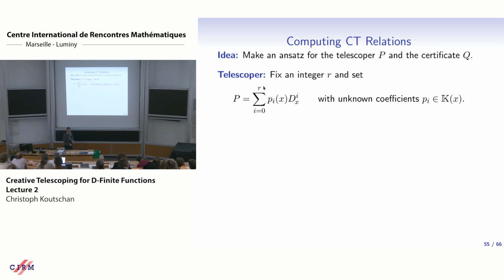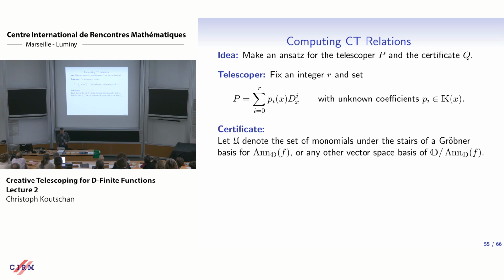And we don't know the order in advance. This is the same problem as with Zeilberger's algorithm. So we start from r equals 0, and if we don't find anything, we increase and continue. And then by general holonomic theory, it's guaranteed that at some point it will finish. The more delicate case is the certificate.